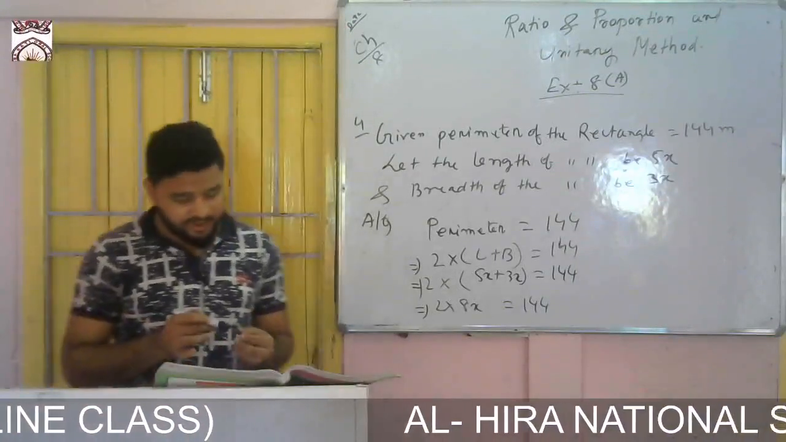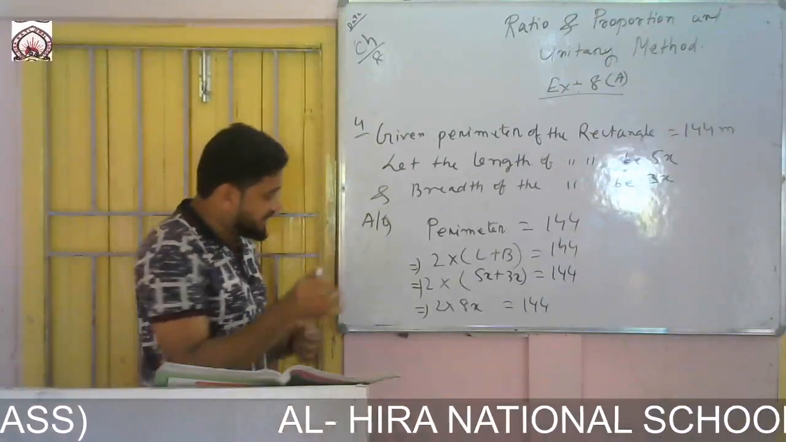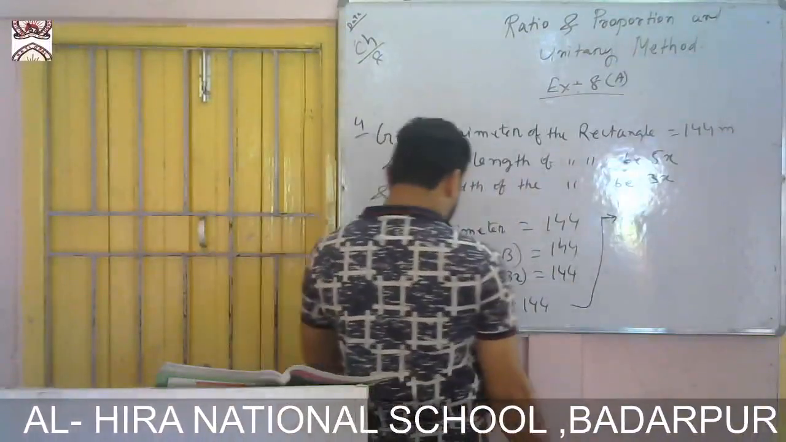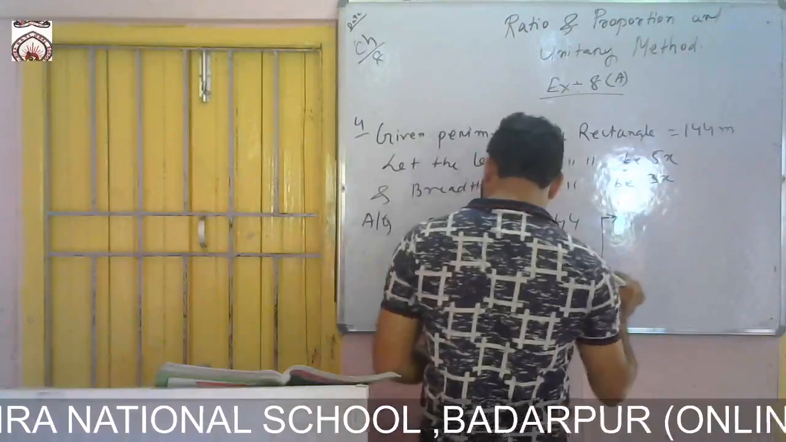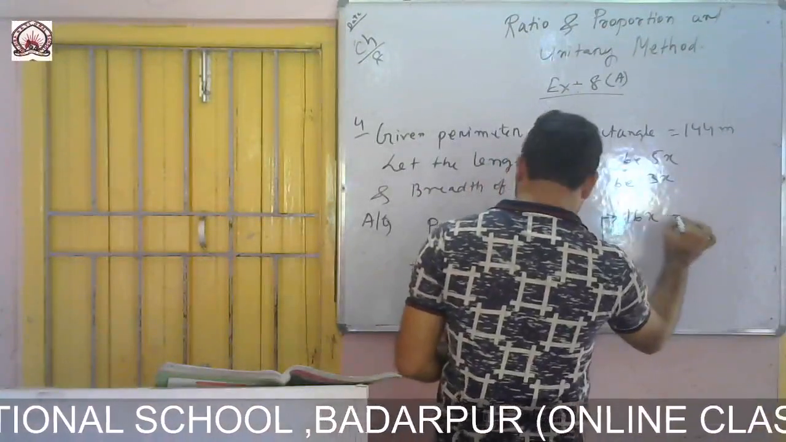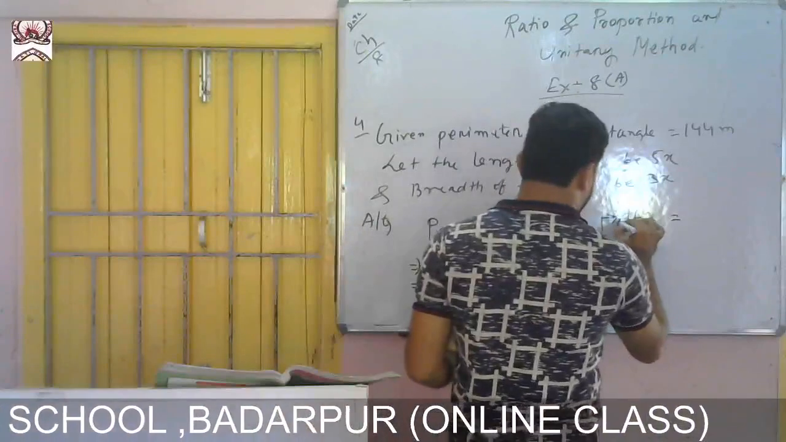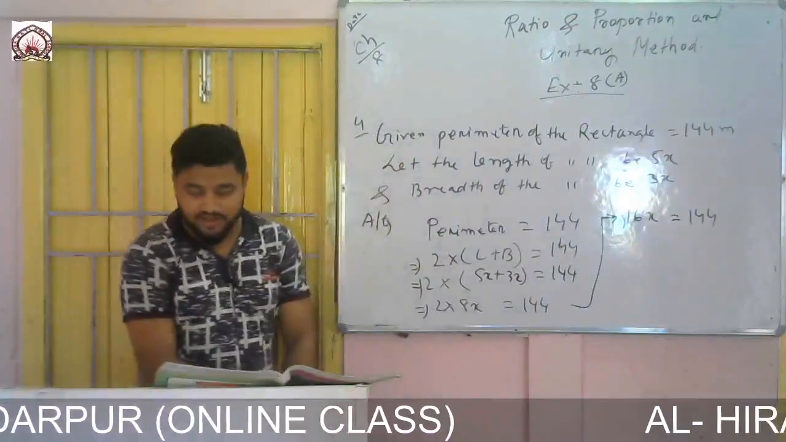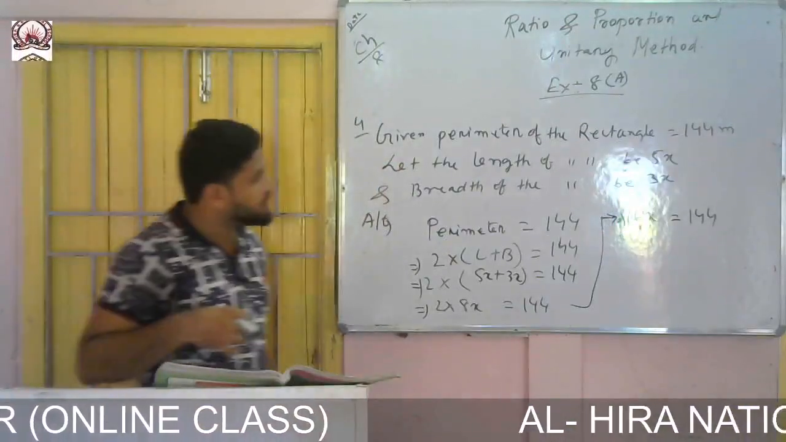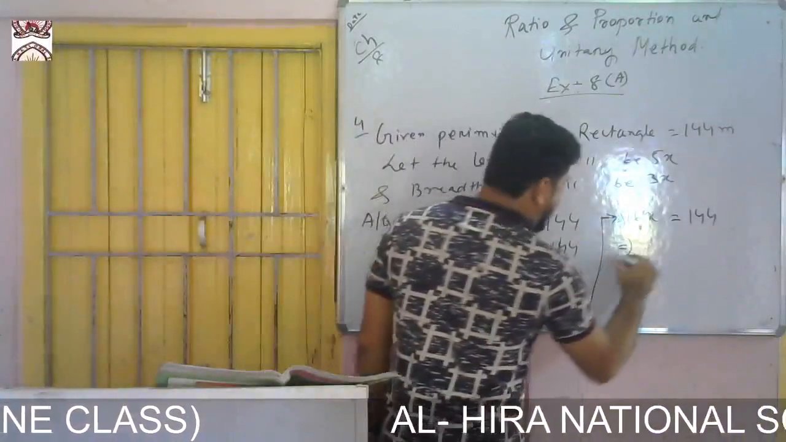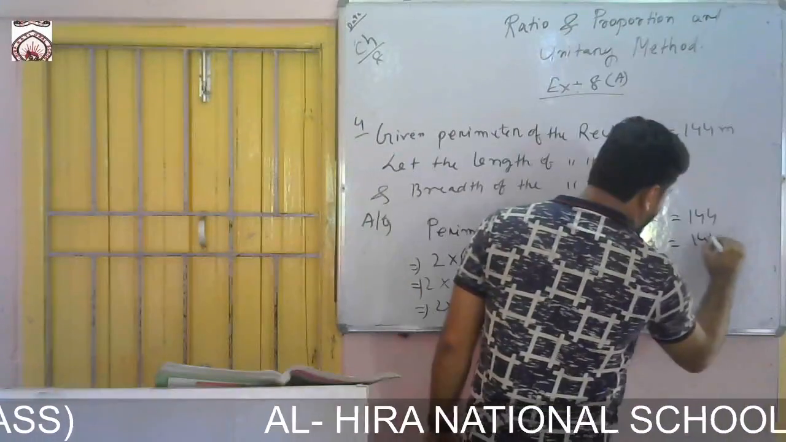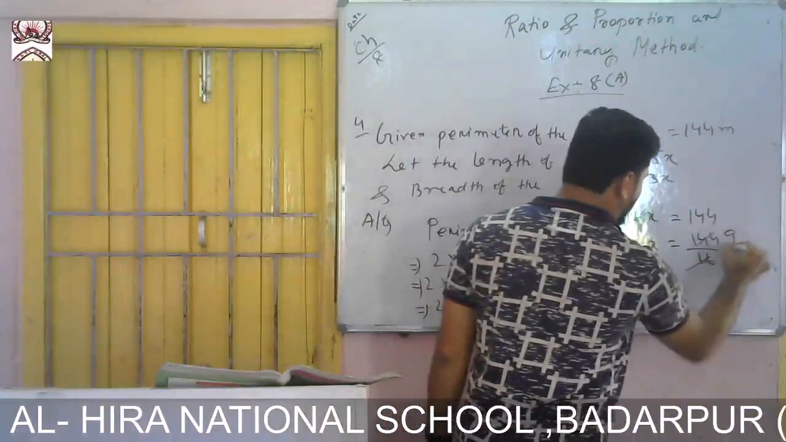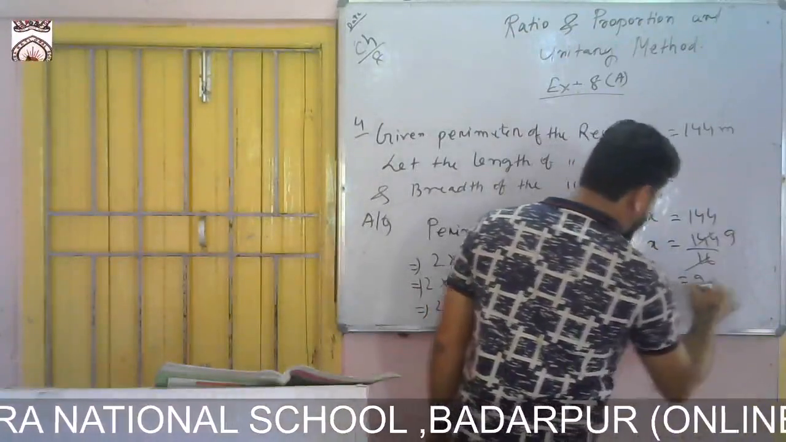It is 144. Now come to that side. So 18 to the 8 to the 16. 16x equals 144. So x equals 144 by 16. Then 16 nines are 144. So x equals 9.